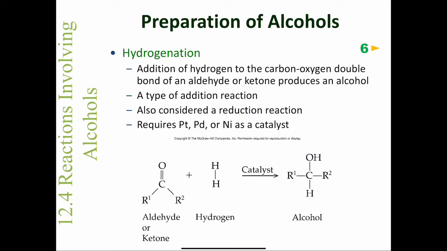I'll just add one more detail here. If you had an aldehyde, so let's imagine this R2 was a hydrogen. In that case, when you perform the reduction, you would end up with a primary alcohol. However, if that R group was an alkyl group, in that case, you would end up with a secondary alcohol. And so to summarize, an aldehyde undergoes reduction to produce a primary alcohol, and a ketone undergoes the exact same type of hydrogenation or reduction to produce a secondary alcohol.